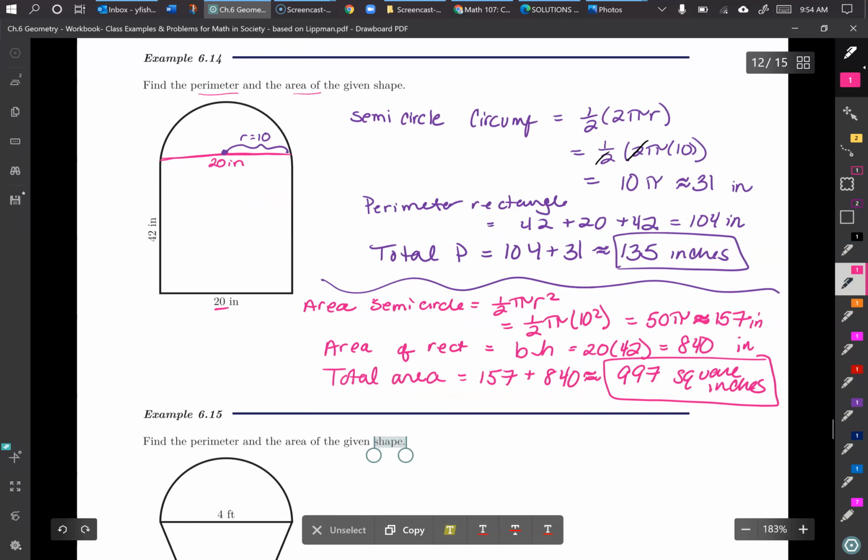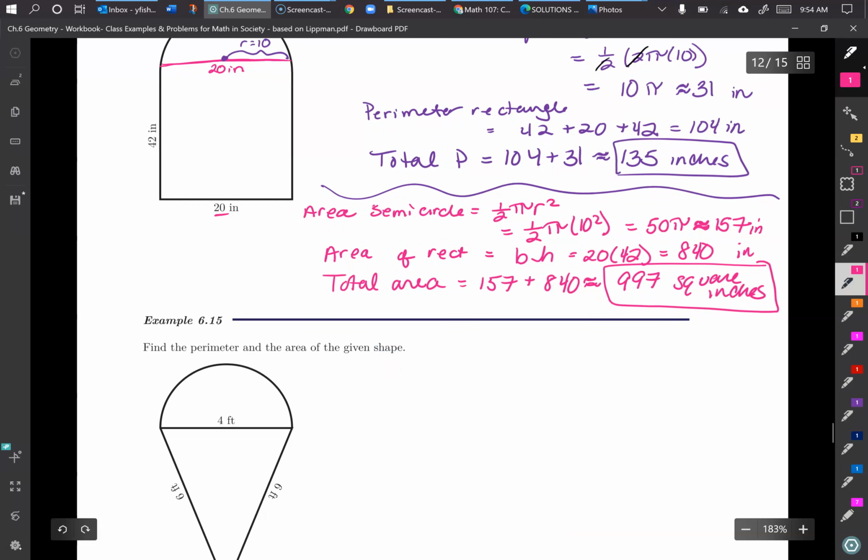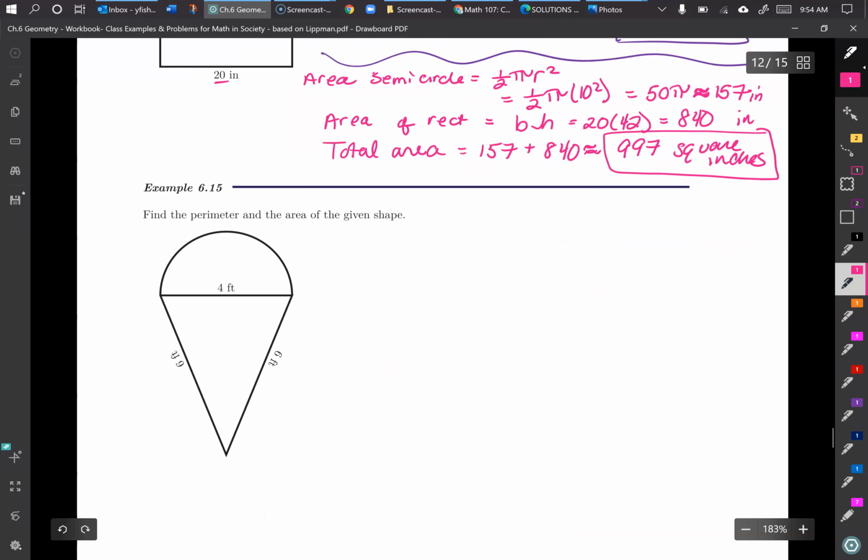Okay, so the cone below is a little bit different because we have a triangle here, but we have the same situation with a semicircle on the top. So pause the video and see if you can try to find that.